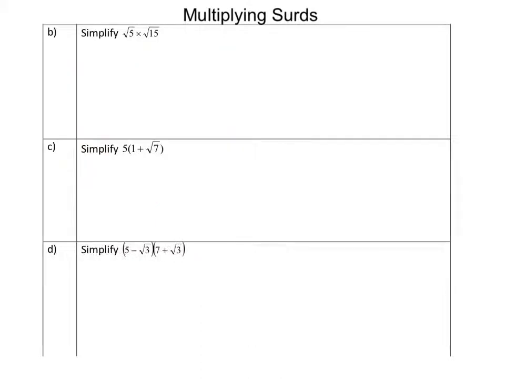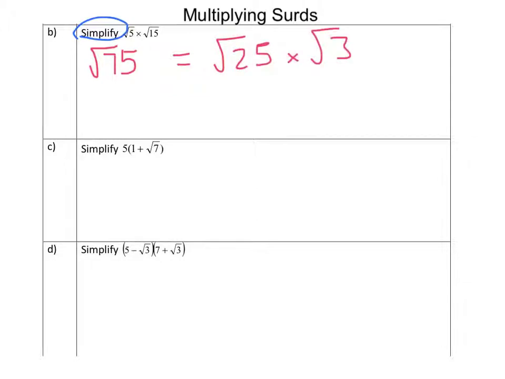Let's look at some examples. Root 5 times root 15 will give us the square root of 75. However, in the question we're asked to simplify this, and the square root of 75 can be simplified further to the square root of 25 times the square root of 3. We used the square root of 25 because we knew of it as a square number, and that will hence simplify to 5 root 3.